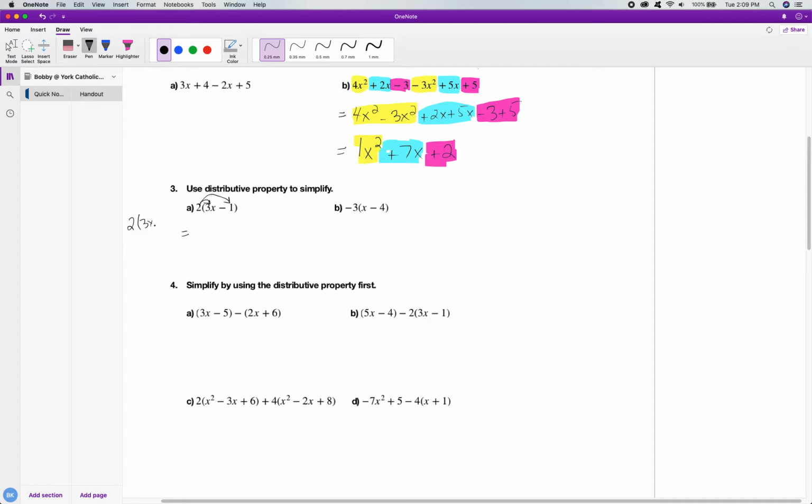2 times 3x. I'm multiplying there. I do 2 times 3, which is 6. And there's no x's here, so there's nothing to change that x. So it becomes 6x.